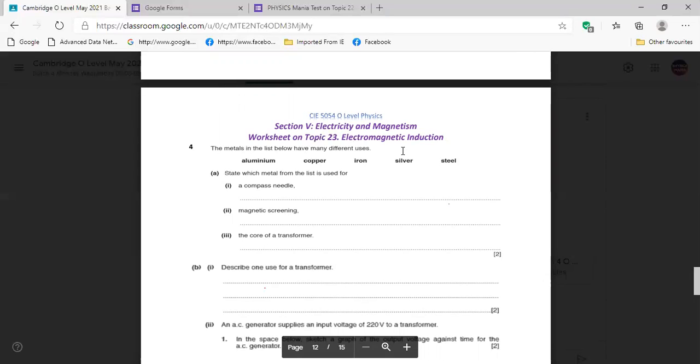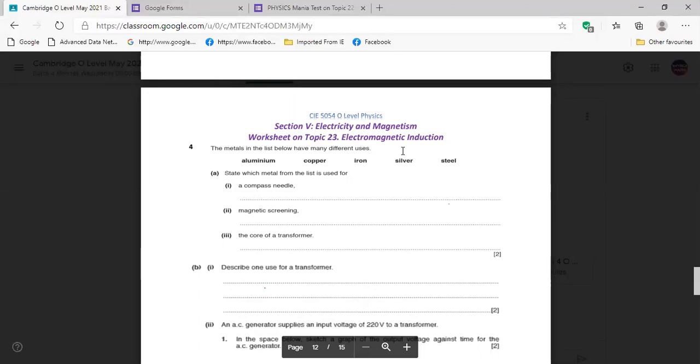Sir, we can also use silver. No, no. We must use magnetic material. Sir, you can find on Google, they say that we can use it. Google says it, but we don't accept it. In our Cambridge syllabus, the one we are getting is iron.